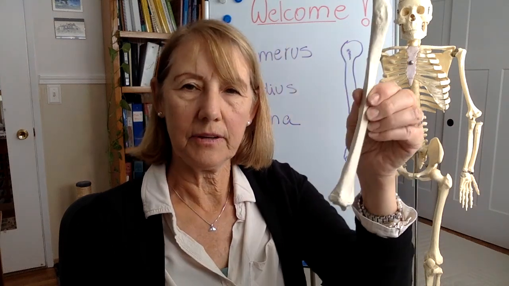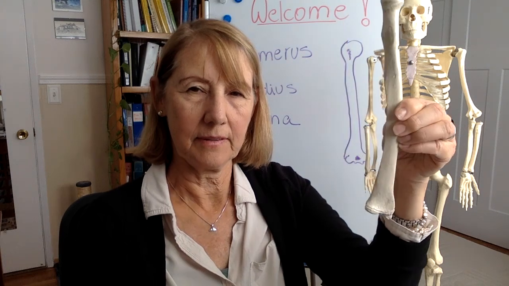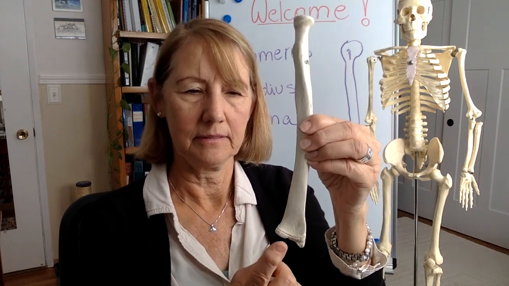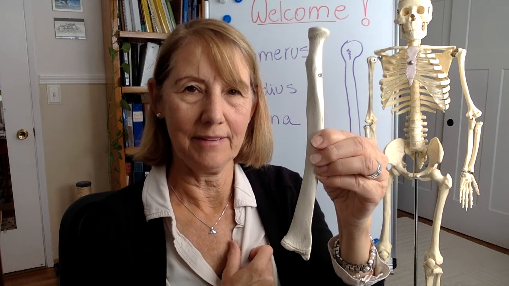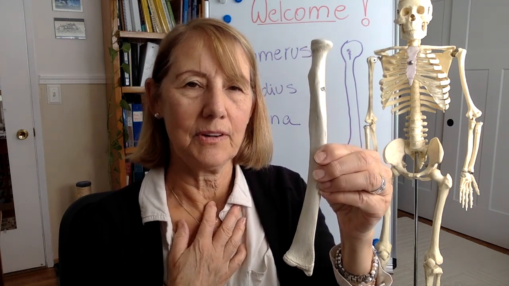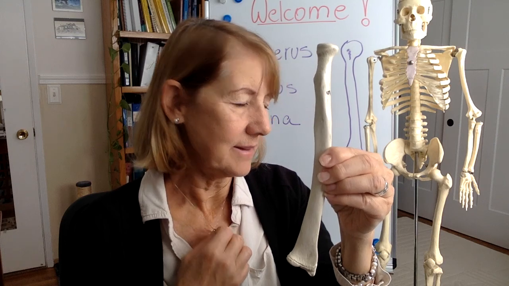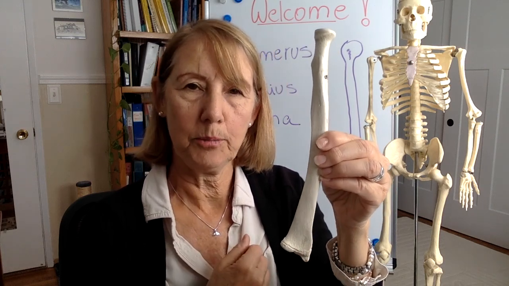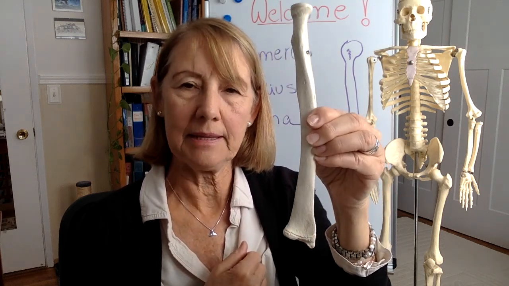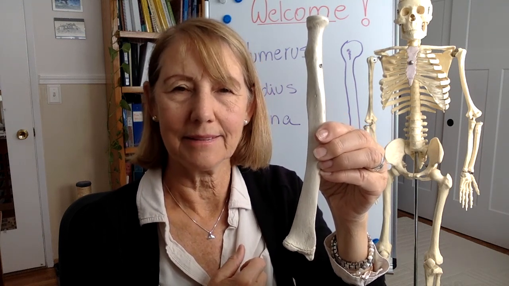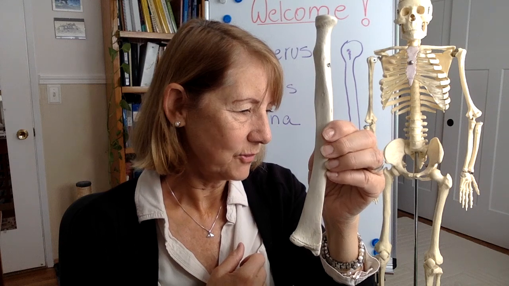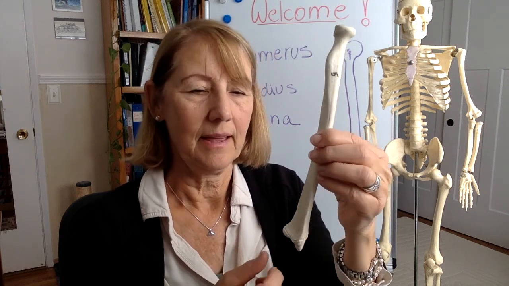Okay. The only other structures that you need to see on this are this little pointy protrusion that's on the lower end of it, so on the distal end, and that is the styloid process. Styloid means pointy, like a stylus, like a pen, pointy. So that's your styloid process.